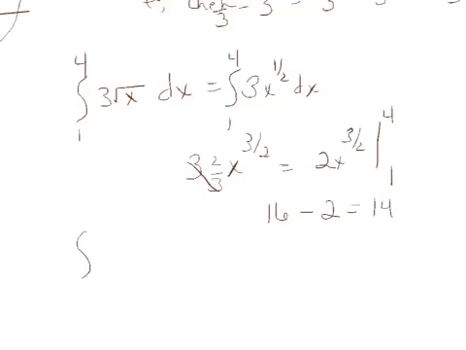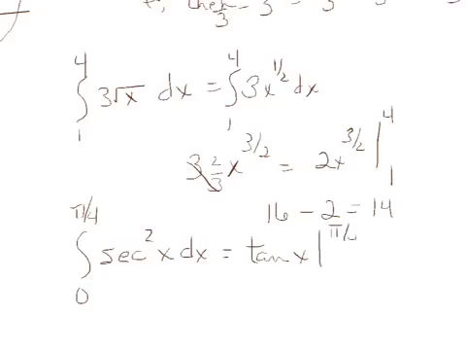Everybody loves the trig function, so let's look at a trig function from 0 to pi over 4. The integral of the secant squared x dx. Hopefully you remember that that is the tangent of x, and we're going to evaluate that at pi over 4 and at 0. So the tangent of pi over 4 minus the tangent at 0 is 1 minus 0, which is equal to 1.